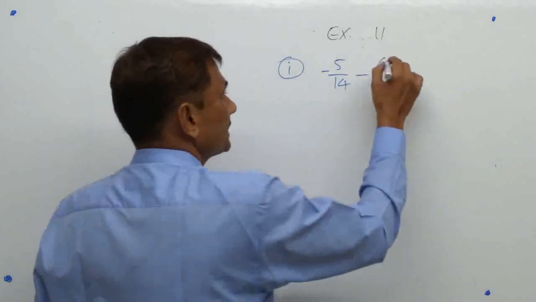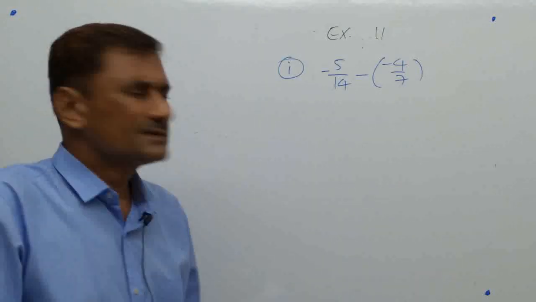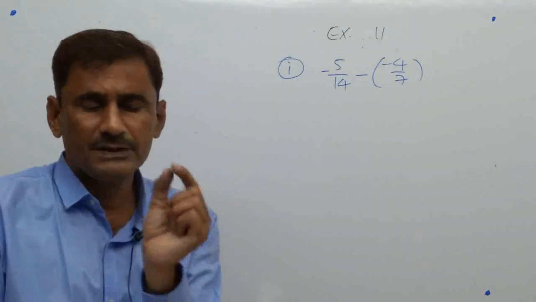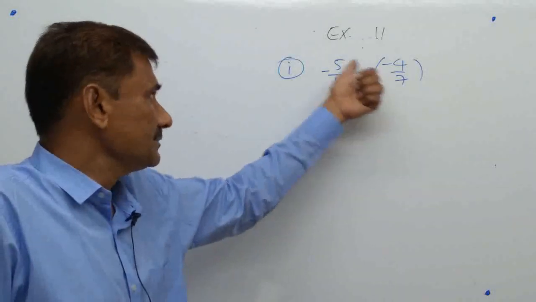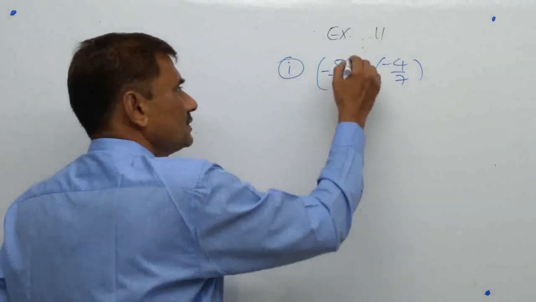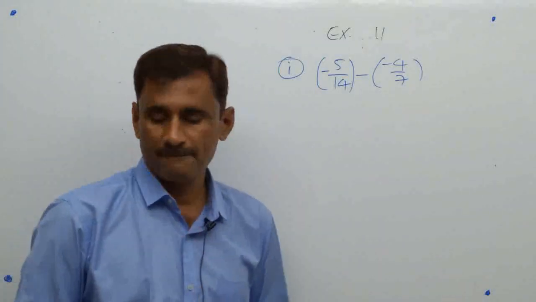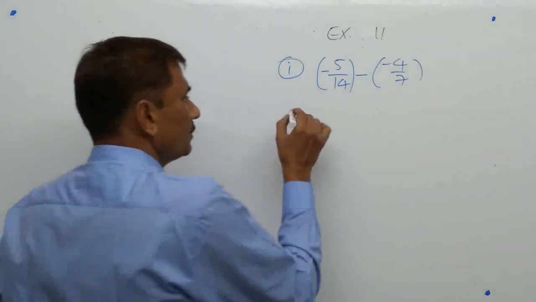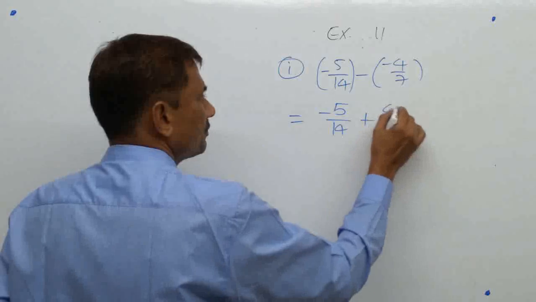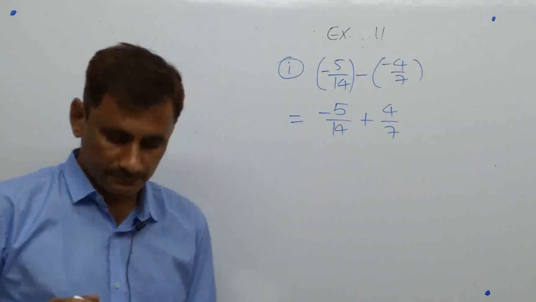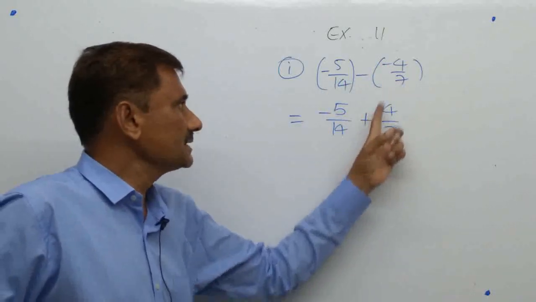Now a bracket is necessary here, because if you don't use a bracket, it will be somewhat complicated. Minus minus means two signs together cannot be there, so in between a bracket should be there. That's why I placed it. If you want, you can write the first number also in a bracket, no problem. But a negative number must be in a bracket. So it will be minus 5 by 14 minus, minus 4 by 7, which becomes plus 4 by 7.